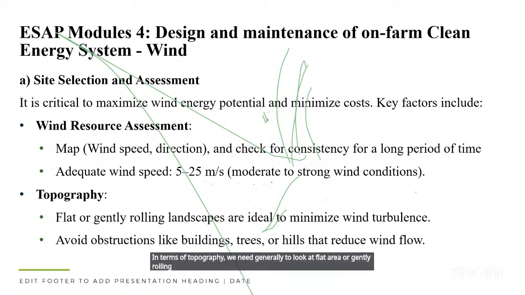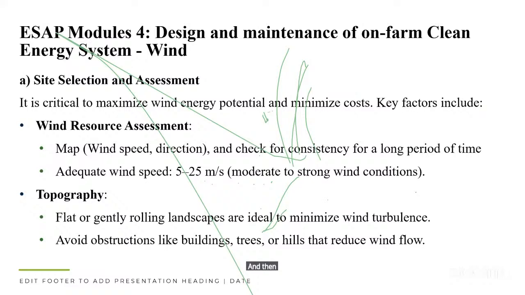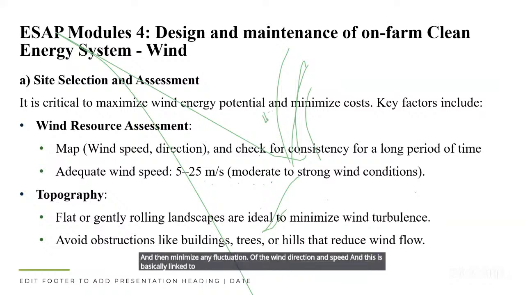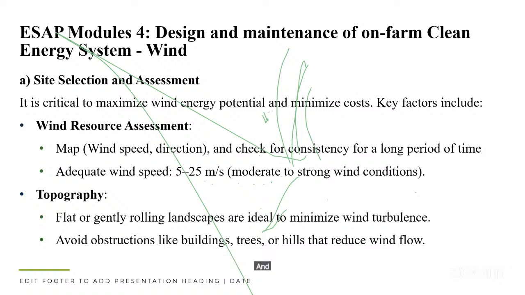Gently rolling, these are slopes of at least 2 to 8% on the landscape, and then minimize any fluctuation of the wind direction and speed. And this is basically linked to obstruction we can actually get around our project area. So we need to check for buildings, we need to look at trees, and how the hills, the pattern of the hills, can actually affect the wind flow.